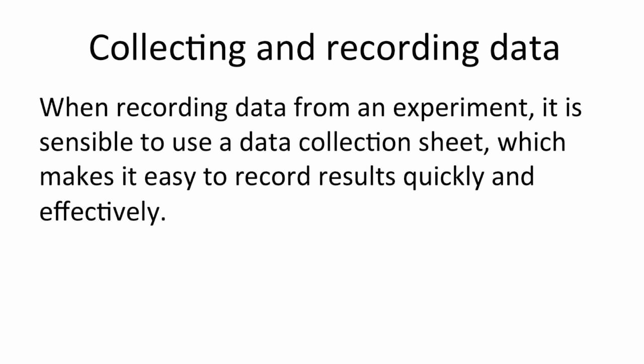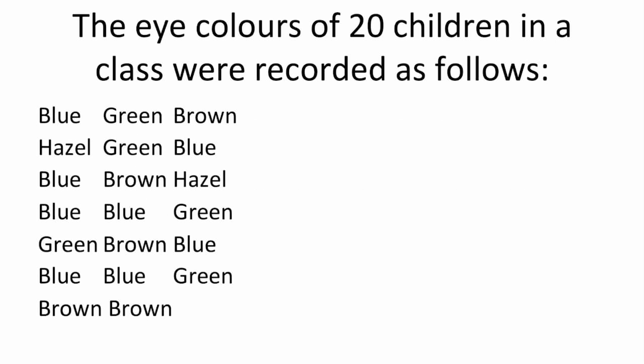Now, if we look at collecting and recording data, when we record data from an experiment, it's sensible to use some sort of data collection sheet, and then that makes it easy to record the results quickly and effectively. Now, if we look here at this particular data collection sheet, it's to do with the eye colours of 20 children in a class. So there are their eye colours.